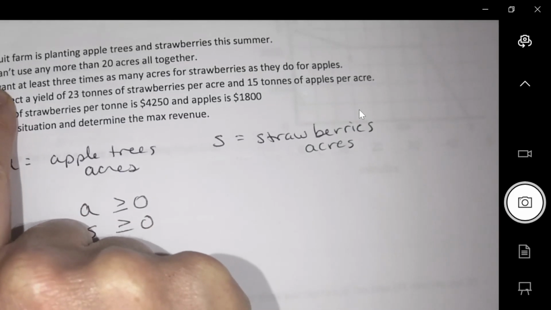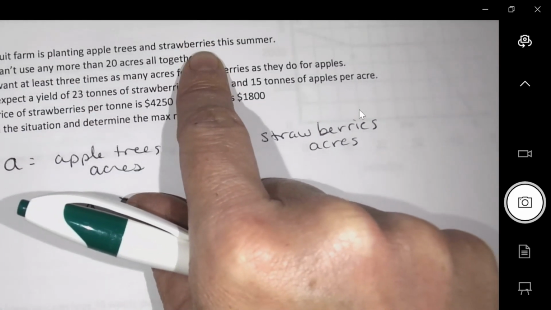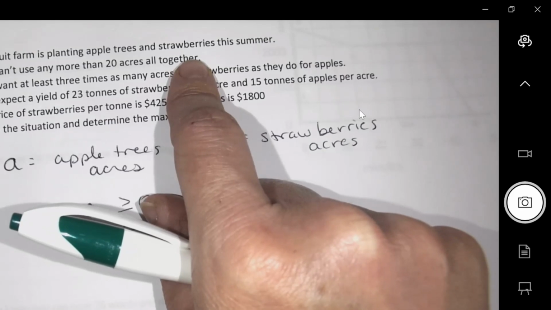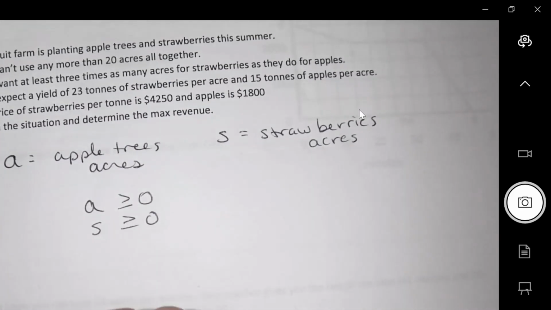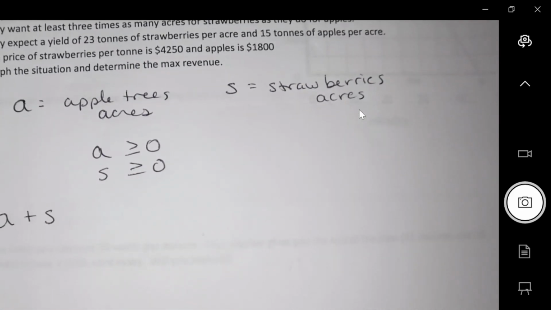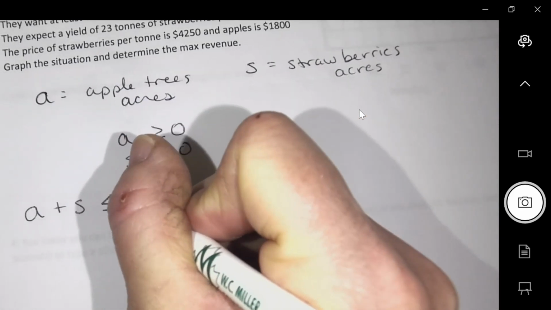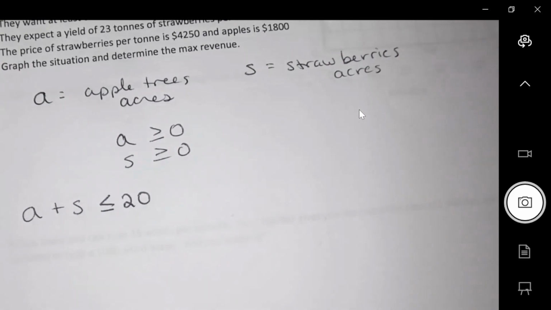Okay, they can't use any more than 20 acres altogether. You can't have any more than 20. So if I add the apples and the strawberry acres, all the acres together cannot be more than 20. How do I write that? Cannot be more than 20. You can't be more than 20.